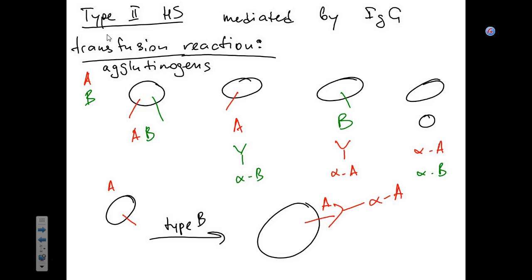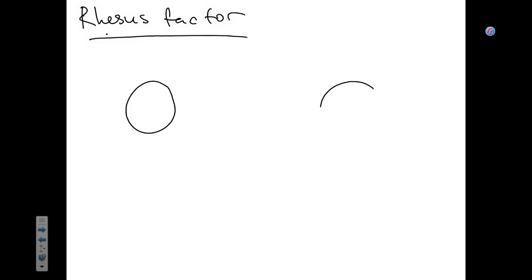Okay? The next thing that I want to discuss quickly is the rhesus factor. It was isolated in rhesus macaques, okay? And there are two types of blood. One that has the rhesus factor and is called rhesus positive, and another one that doesn't. It's called rhesus negative. Okay? Does that make sense?